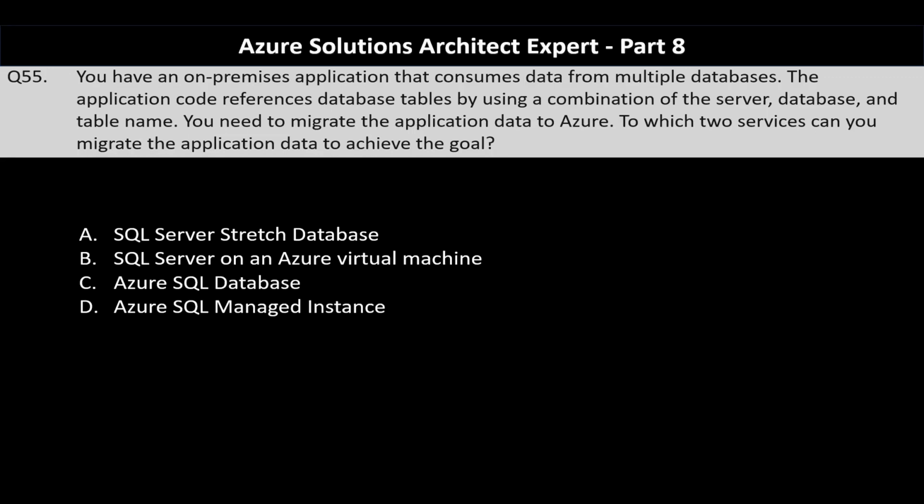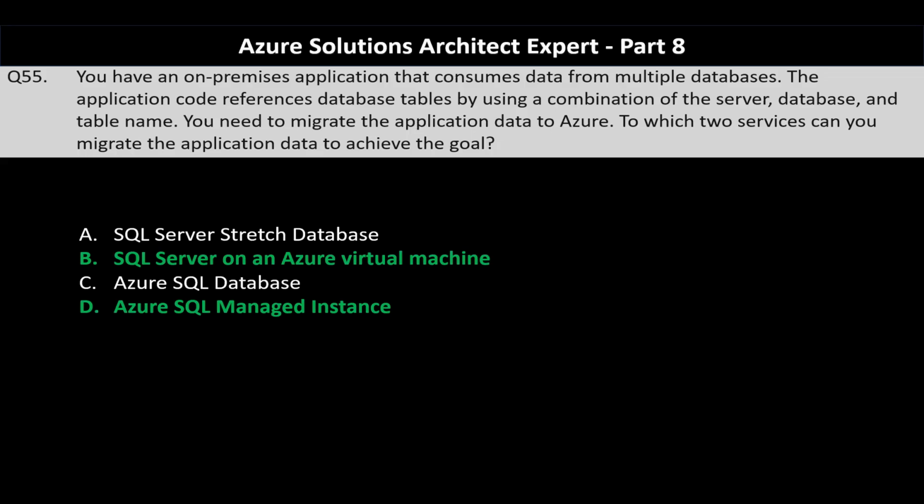And friends, the correct answers here are option B and option D, as they both support cross-database queries, native SQL Server features, and server-level objects such as logins, linked servers, and agent jobs. Now, cross-database queries is the key requirement for this use case, which is not supported by Azure SQL Database, making it an incorrect choice. SQL Server Stretch Database is used to migrate cold data to Azure while keeping frequently accessed data on-premise.